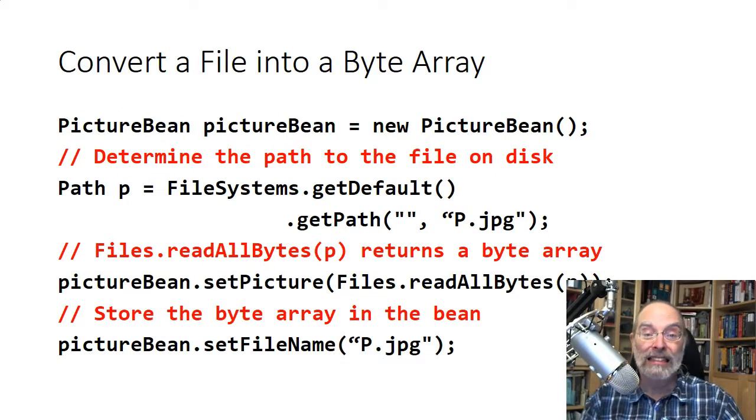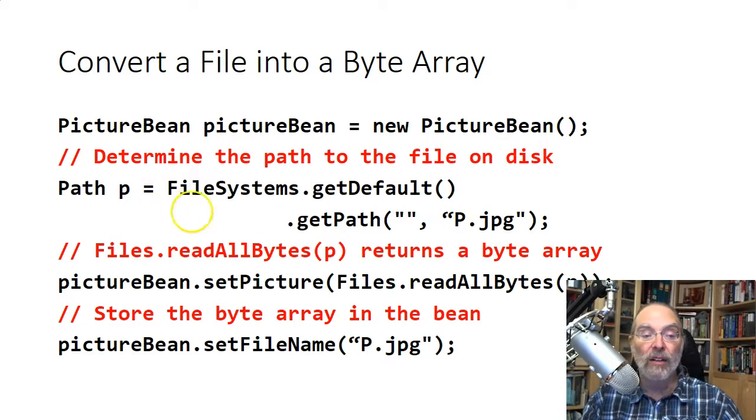Now, let's deal with how we can turn a file on disk into a byte array. Remember, we're going to need this because when we say we wish to add an attachment to an email, that attachment is going to have to go into the database as well as being sent out to the mail system. So I begin by creating an instance of my picture bean. With my picture bean in place, I'm now ready to work with the file.